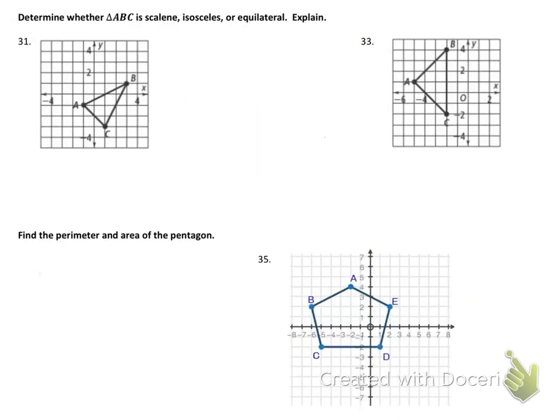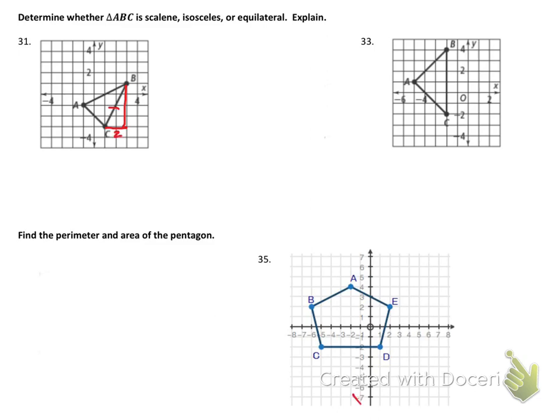All right, 31. We have to determine if it's scalene, isosceles, or equilateral. Explain. So what I would need to do to get the bare minimum of work is find the lengths of all the sides. So this right here would make a triangle so that I would be able to find the length of that from B to C.